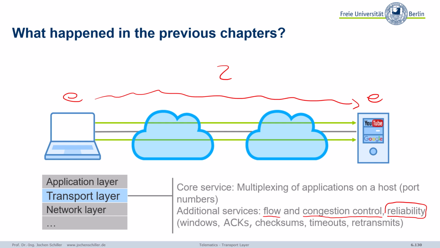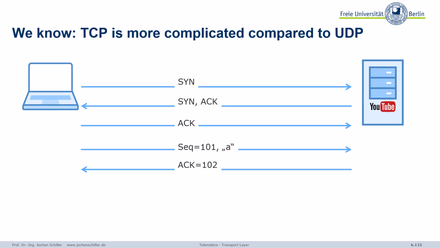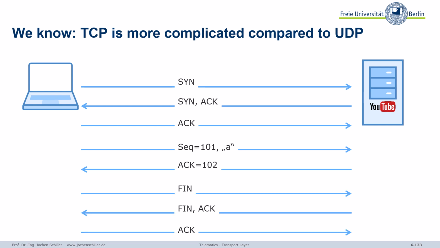We know TCP is the dominant protocol for the transport layer. We know how it works. The 3-way handshake, it's a bit more complicated compared to UDP. Then we transmit something. We know about the sequence numbers. We can transmit, we get the acknowledgement, and we tear down the connection. So that was the basic idea.